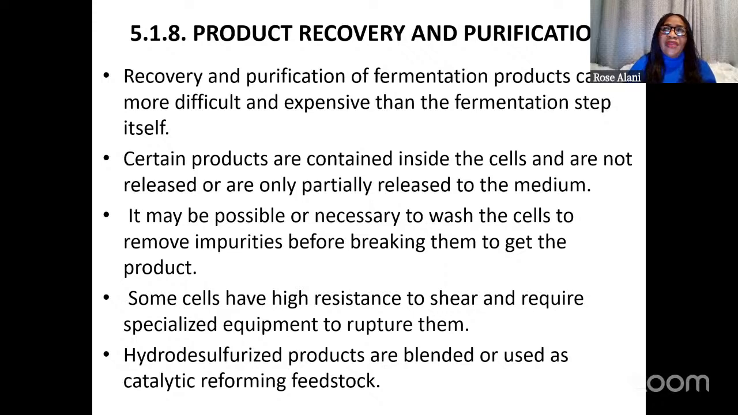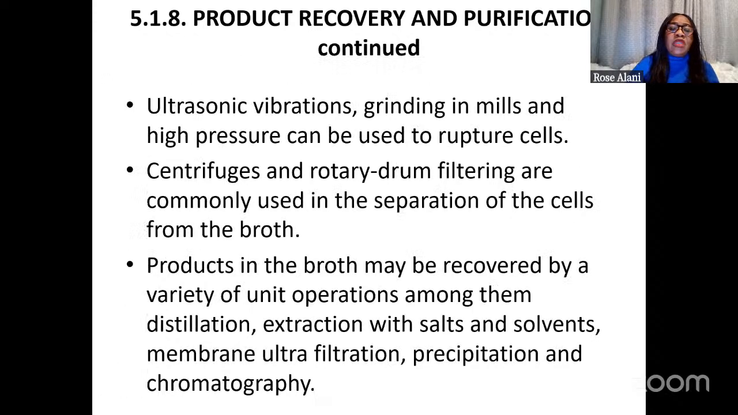Some cells have high resistance to shear, to tearing; they resist. So in this case, they require specialized equipment to rupture them. Sometimes you might need ultrasonic vibrations and grinding mills to rupture the cells of your microorganisms. You also might need high pressure to rupture these cells.